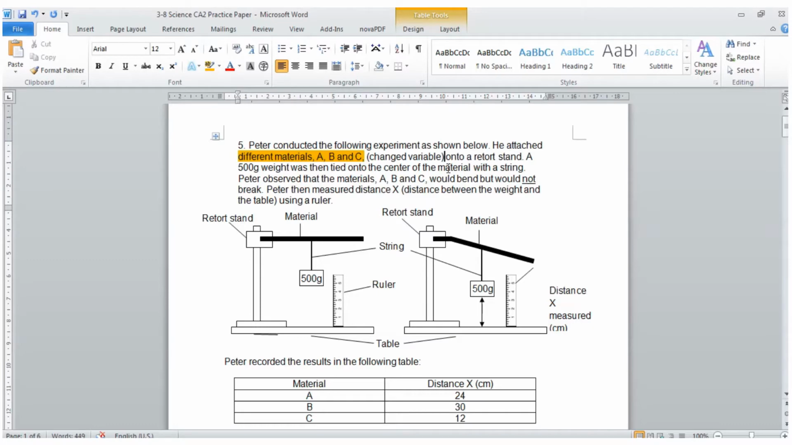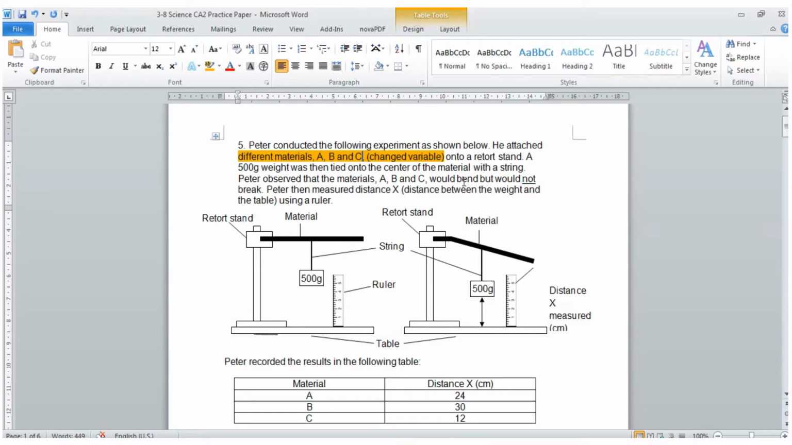Now, it is important that in every experiment, you know what is the aim, the change variable, the measured variable, to help you answer the questions later on. In this question, you will see that they have already given you the change variable. Now, let's read on. A 500-gram weight was then tied to the center of the material with a string. So they already tell you it is at the center of the material and it's tied with a string. Now, he observed that A, B, and C would bend but not break.